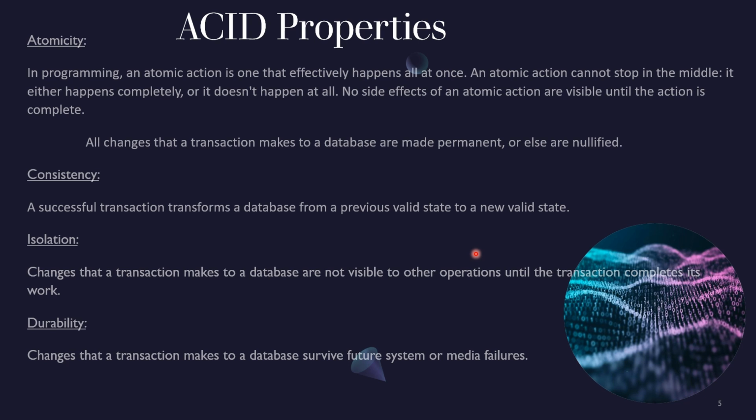Next is consistency. What is meant by consistency? A successful transaction transforms a database from a previous valid state to a new valid state. So what does it mean? It means that whenever we are performing any transaction, the database should be in a consistent state before and after the transaction. In between, the state can be inconsistent.